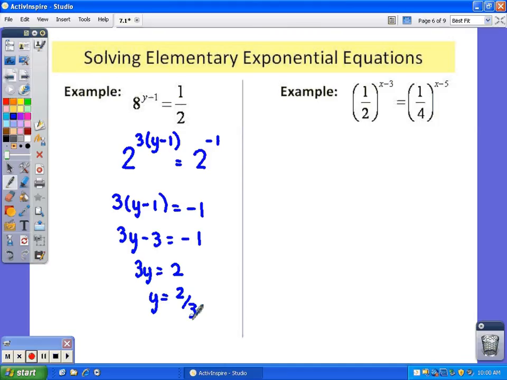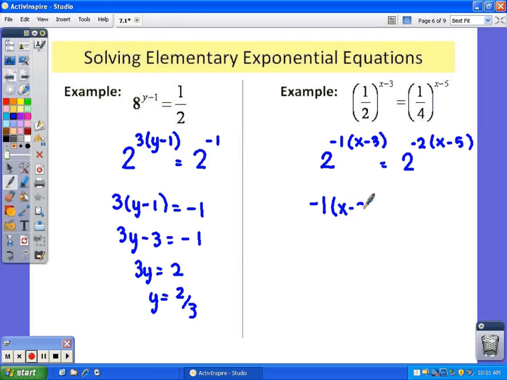This next example, both of them have exponents, but they're on the side by themselves, so that is fine. We can rewrite the 1/2 as 2 to the negative 1, and then you still have the x minus 3 exponent. We can rewrite the 1/4 as 2 to the negative 2, and you still have the exponent of x minus 5. If they're equal and the bases are the same, the exponents have to be the same.